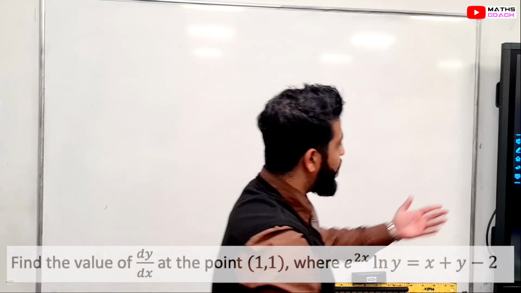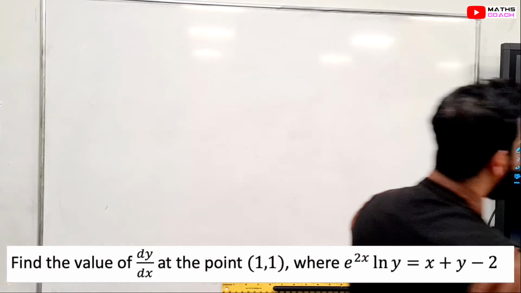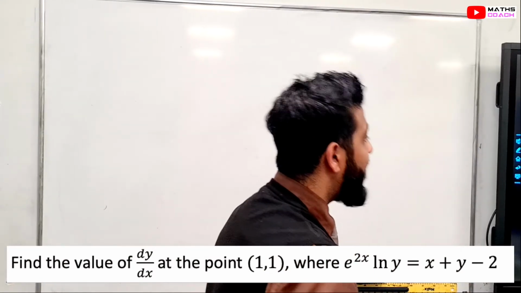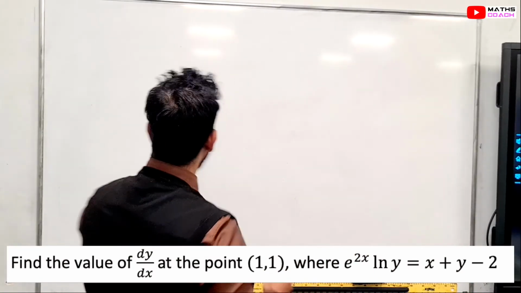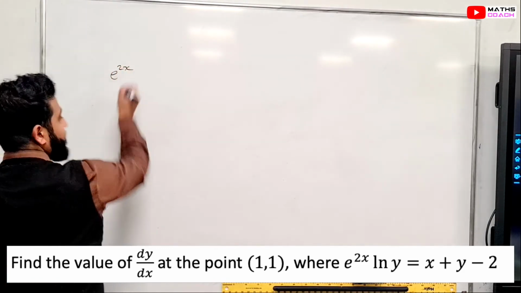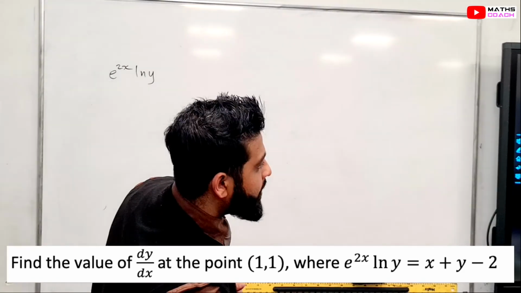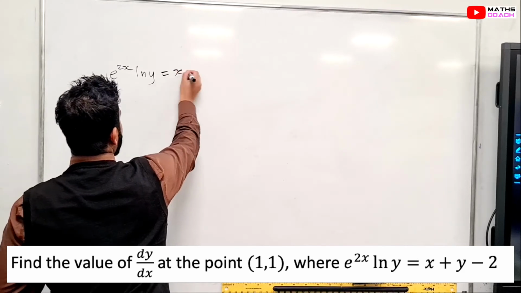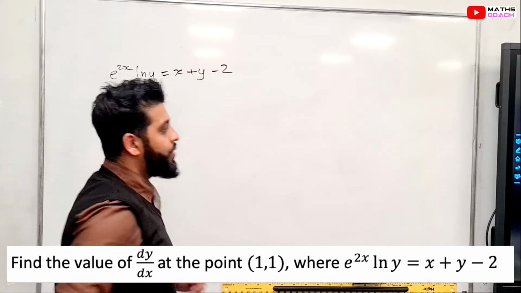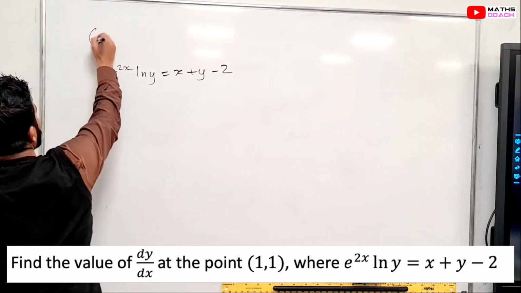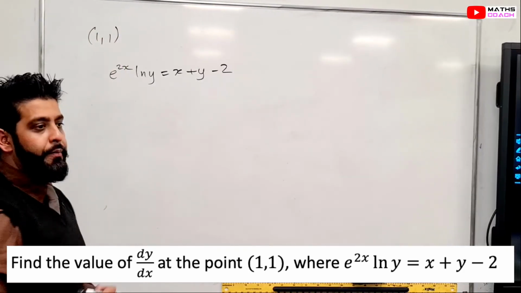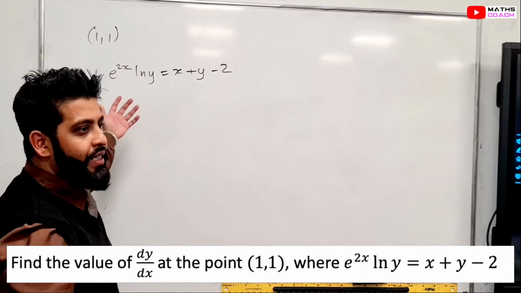All right, next question. It says find the value of dy over dx at the point (1, 1), where e to the 2x ln y is equal to x plus y minus 2. Okay? And the coordinate point is that. So we want to find dy over dx of this one.